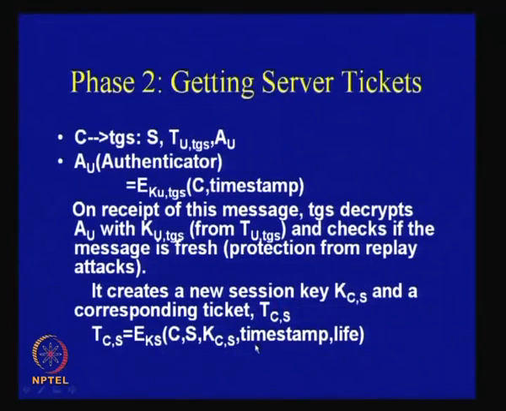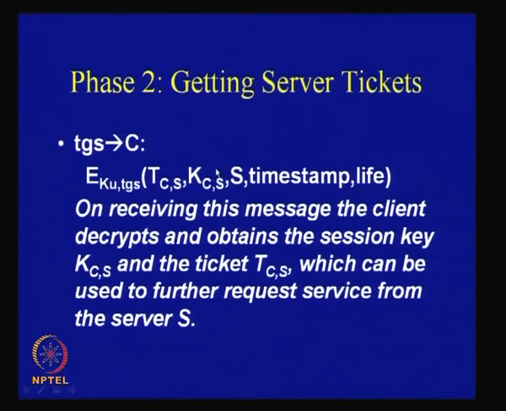So there are two things which need to be communicated. One is the session key, and the other thing is the ticket, right? And therefore, when it sends it, it will send this corresponding KC,S, along with the timestamp to indicate that it is not a case of the replay attack, and also the life of the ticket, right? So this is sent along with KC,S. What is KC,S? It is a session key between the client and the server, right? And there are two important things, along with S, which is the identifier of the server, along with the timestamp and the life, right?